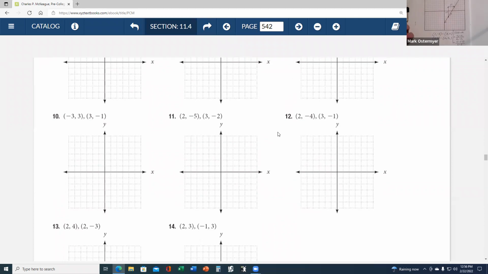All right, they give us 2 points on the line and they want us to find the slope of this line here. So for number 10, a line goes through the points -3, 3 and the point 3, -1. They want us to compute the slope of this line.